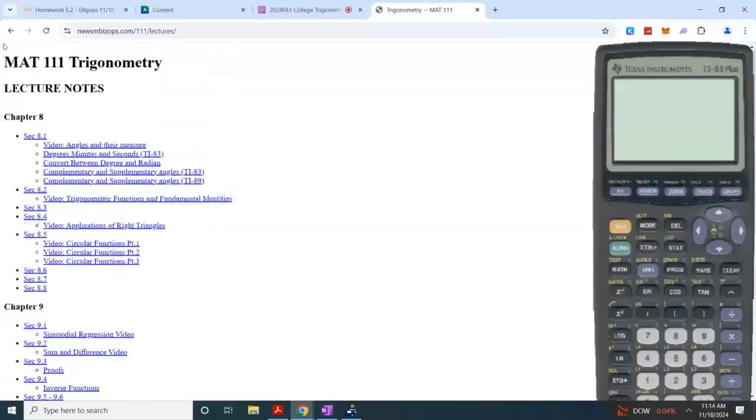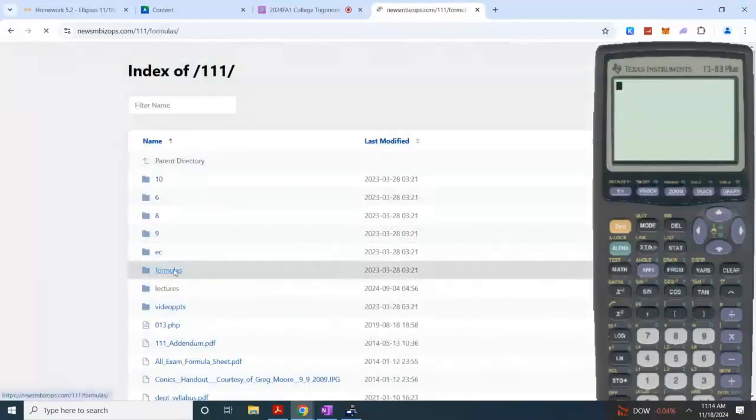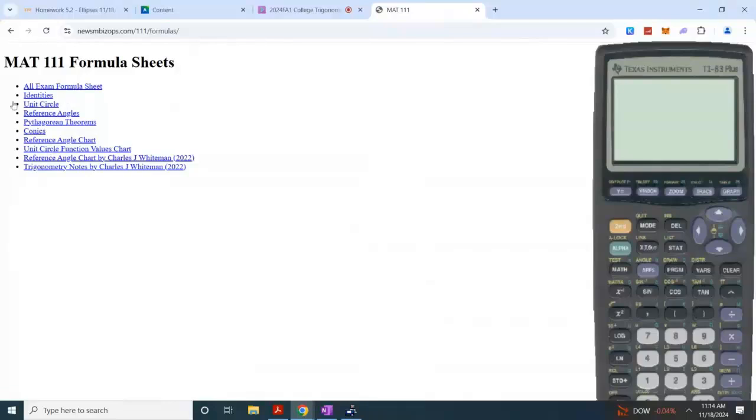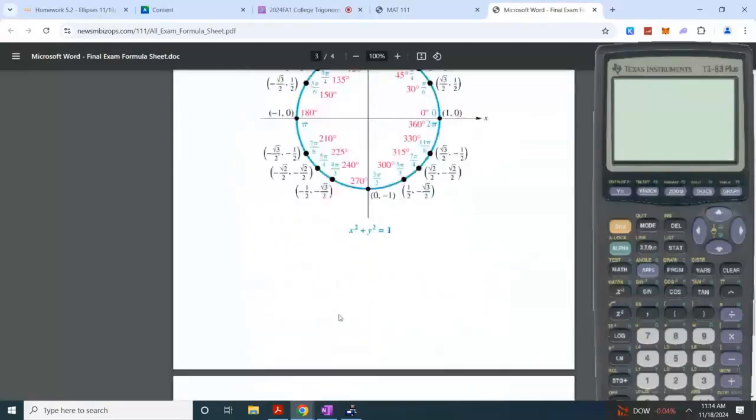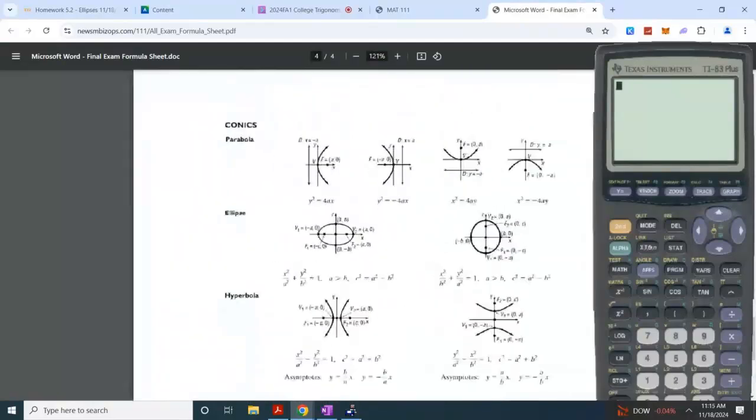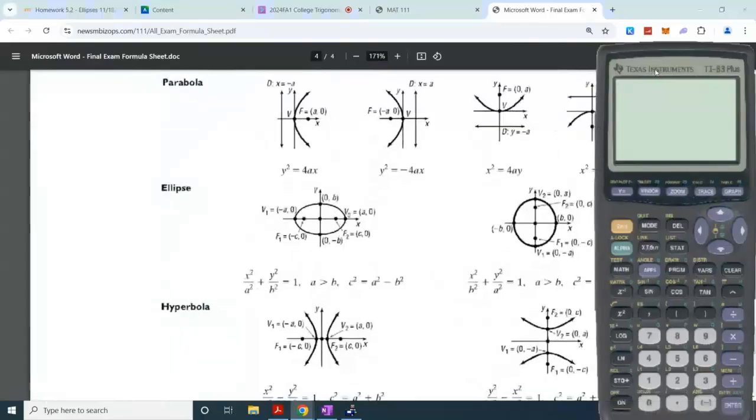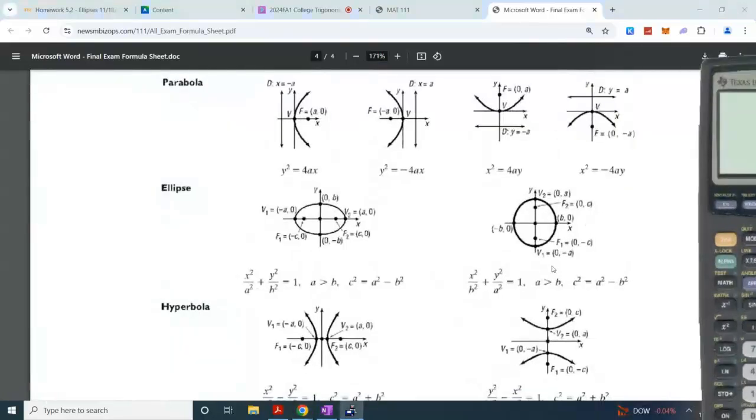I am going to the formula sheet section, and it's located on Blackboard under the all exam formula sheet. The very last page deals with conics. And as far as the ellipse is concerned, here are the formulas for the ellipse. We're going to look at these formulas for ellipses centered at the origin, and then we're going to take a look at ellipses that are not centered at the origin.